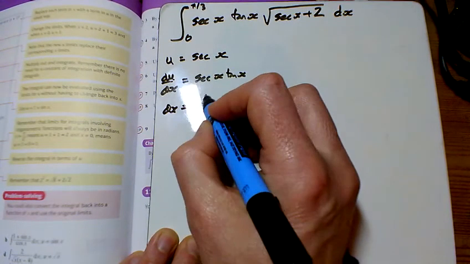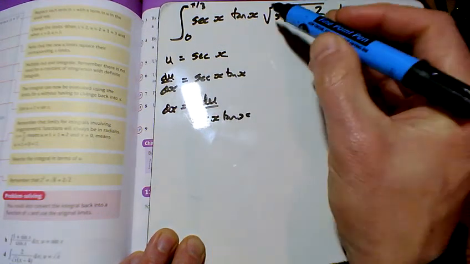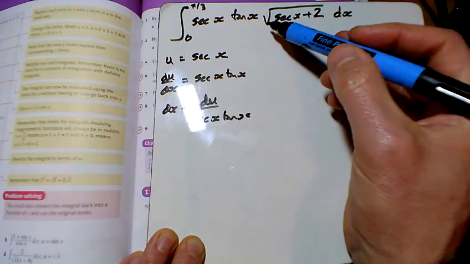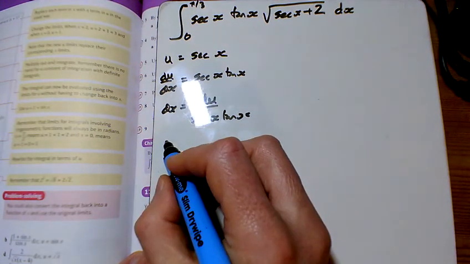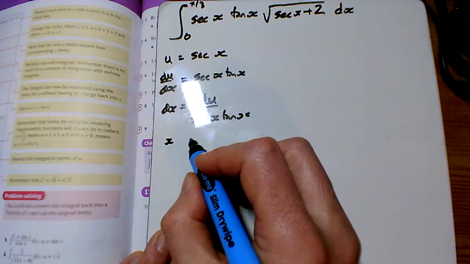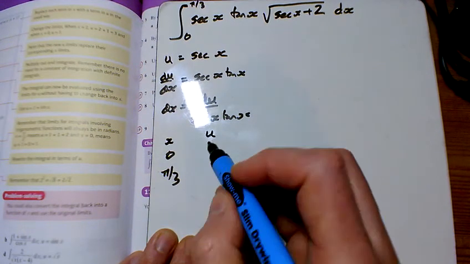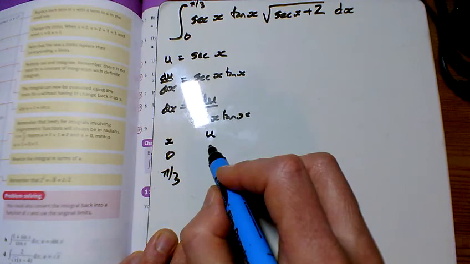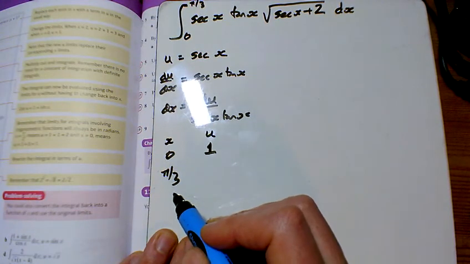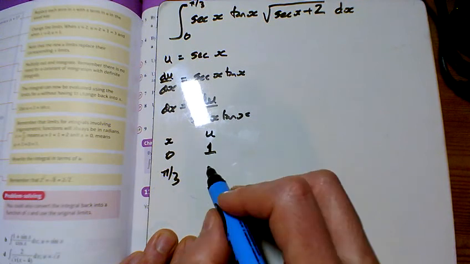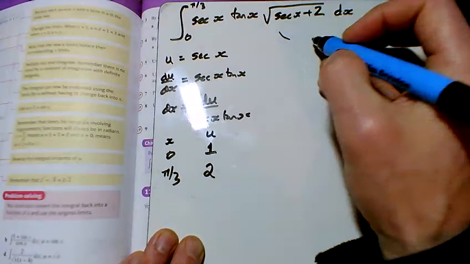So you'd still end up having things cancelling, but the integration you do later wouldn't have the bit in the bracket here. It would just be a u to the power of a half. We've got x numbers of 0 and pi over 3. So the cos of 0 is 1, 1 over 1 makes 1. And for pi over 3, cos of pi over 3 is a half. 1 over half makes 2. So it's going from 1 to 2.